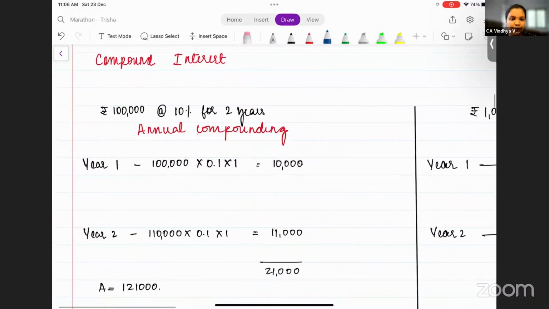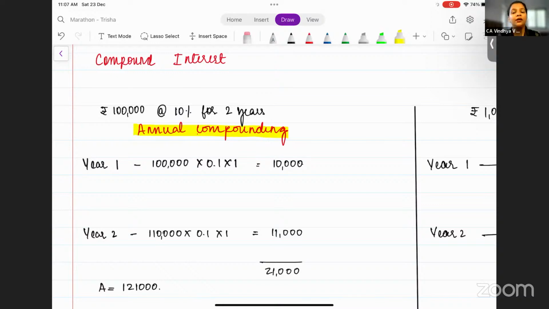Yes, moving on to compound. So what is the basic difference between simple interest and compound interest? Let us understand with the help of an example. Here I've given 1 lakh at 10% for 2 years, and I've mentioned that it is annual compounding. Now what is this annual compounding? First of all, what is compounding? Compounding is the concept or the process where interest gets added to the principal.